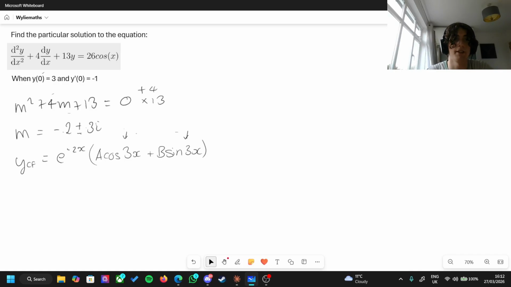So we need to find our particular integral now. So we can say that ypi, the form of our particular integral. So our function is equal to 26 cos x. So you might think that our particular integral is a cos x. And it's a good idea, but we must remember that this might be some kind of harmonic oscillator.